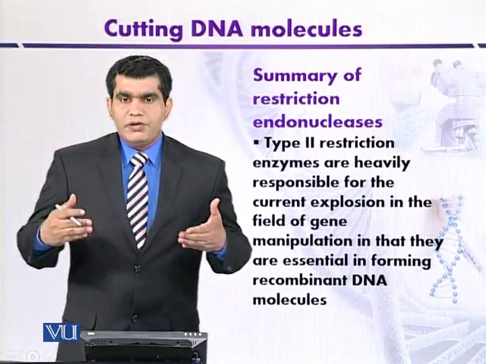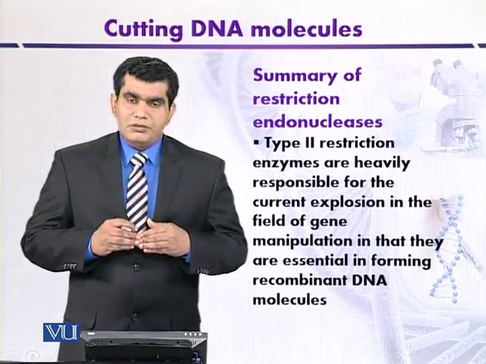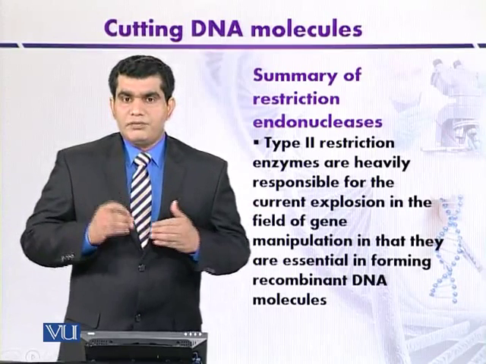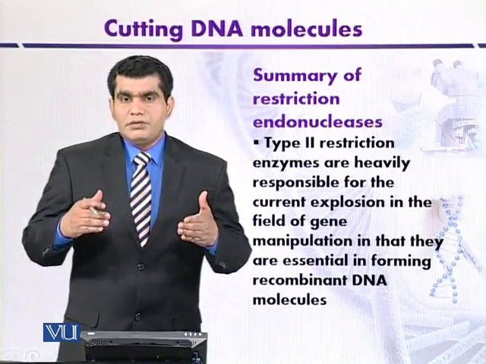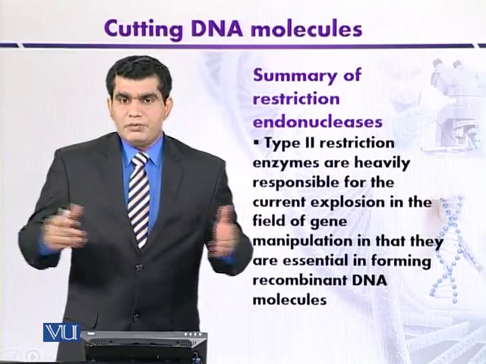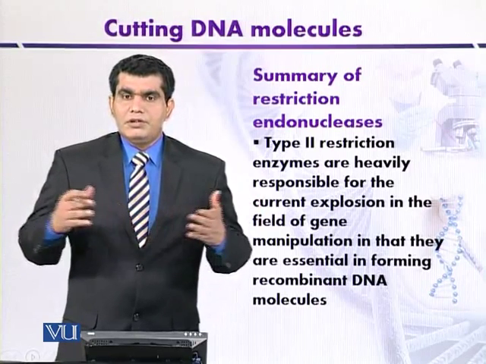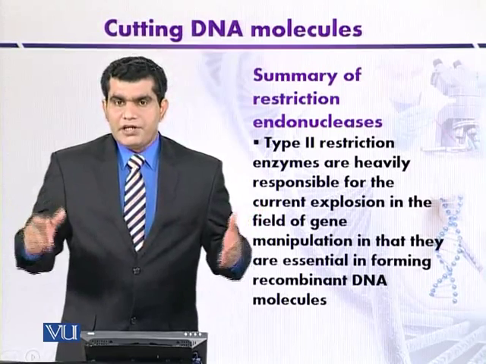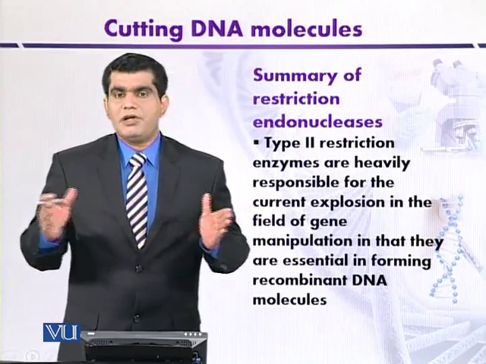So we are also aware that type 2 restriction enzymes, when they cut DNA fragments, produce different types of fragments. Now these fragments may have different types of ends. Like some DNA have blunt ends.